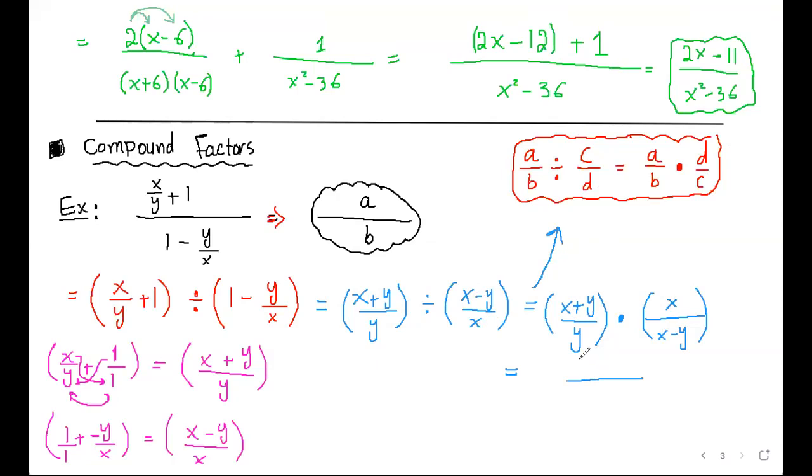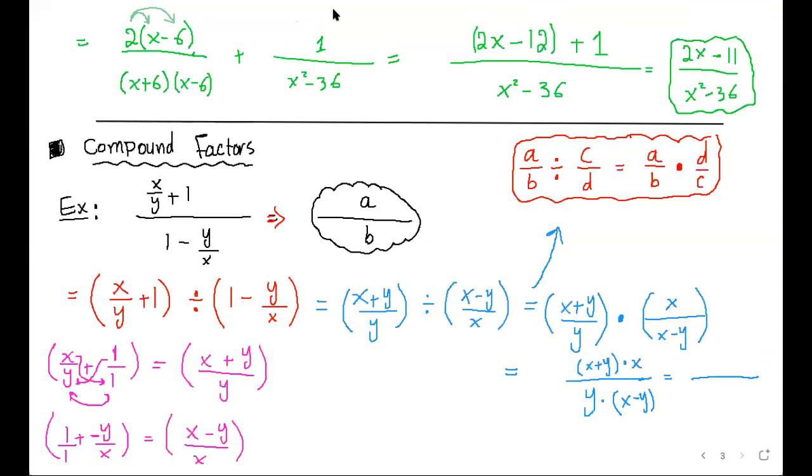x plus y times x, and y times what? x minus y. Now, who will simplify these things? By distributing the x inside and here distributing the y inside. Who will simplify these things?